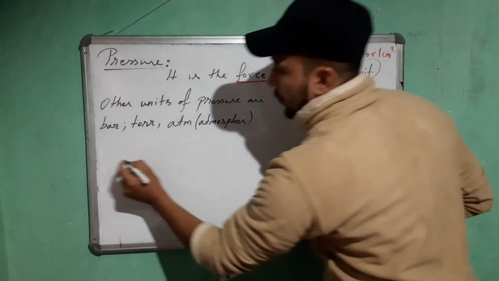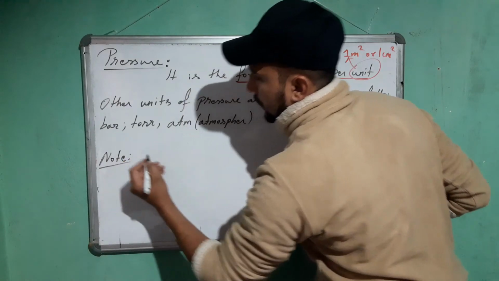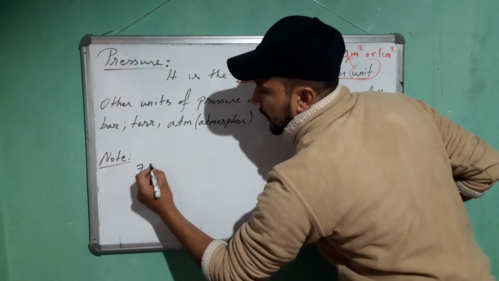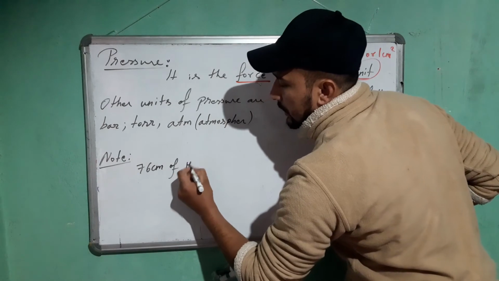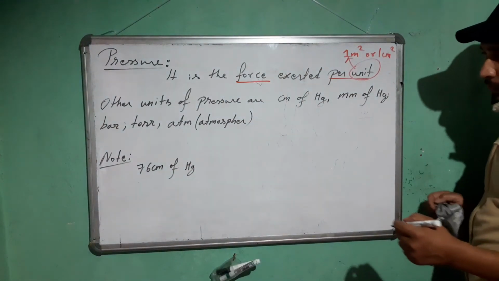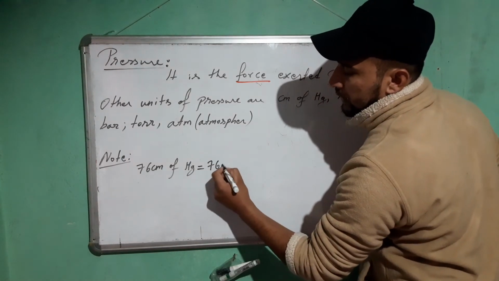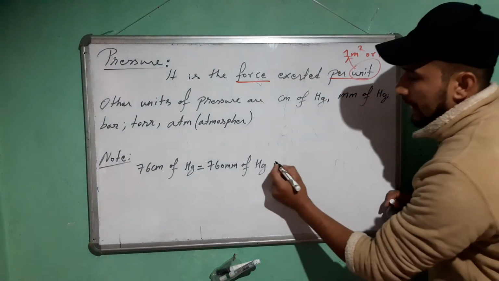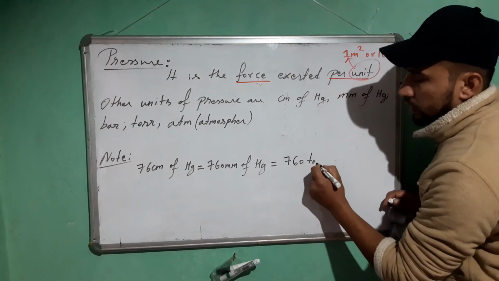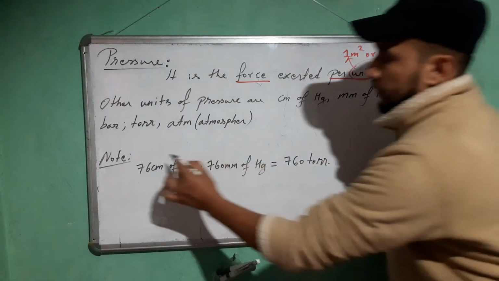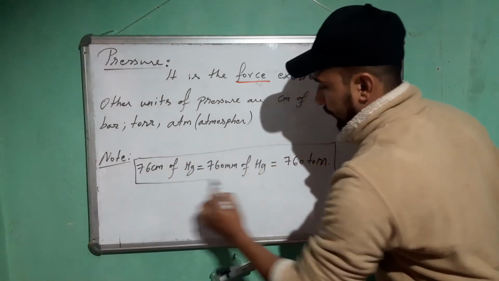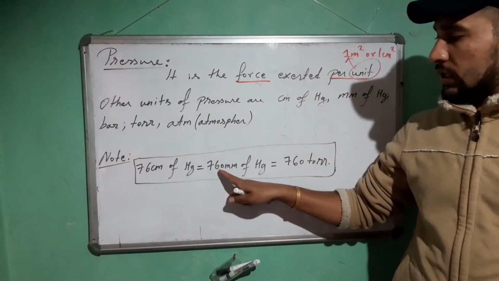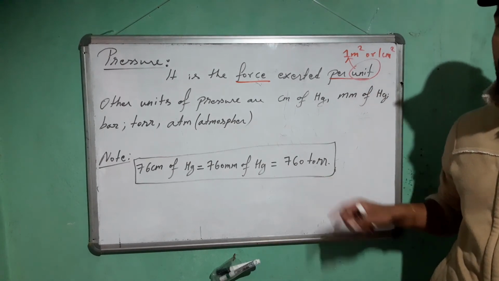You note down one thing. 76 centimeter of Hg is the relation between various units of pressure. 76 centimeter of Hg is equal to 760 mm of Hg, and that is also equal to 760 torr. This relation you should remember. We need this during interconversion of units.